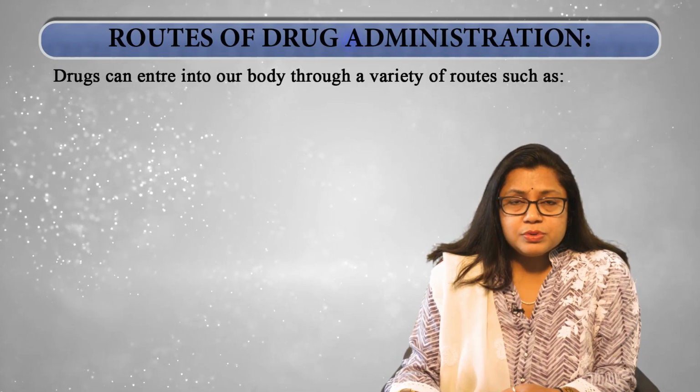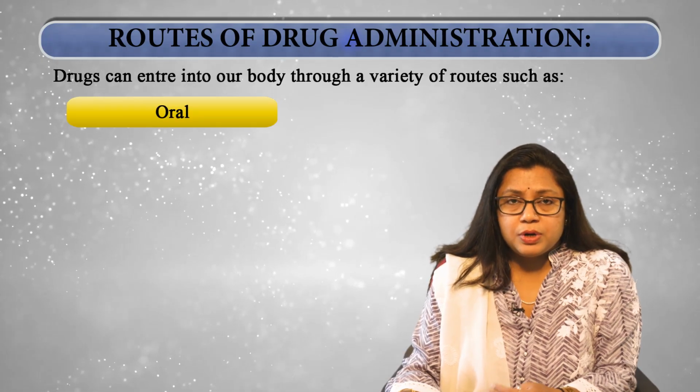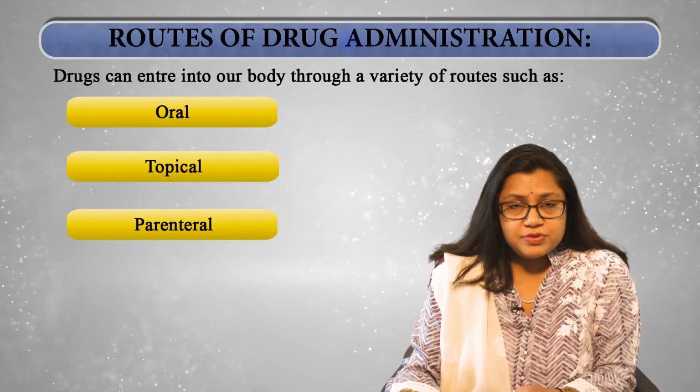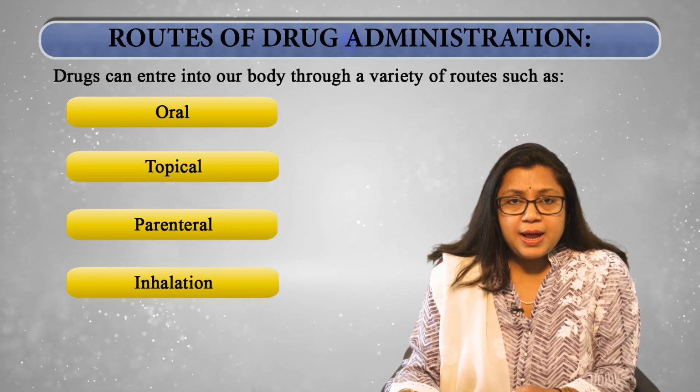Next we will go to various routes of drug administration. Let us see what are the various routes, or how these drugs can enter into our bodies. So we have several routes. First is oral. Oral we all know, by swallowing by the mouth. Topical, parenteral, inhalation and rectal. So these are the 5 routes of drug administration. I will take them up one by one.